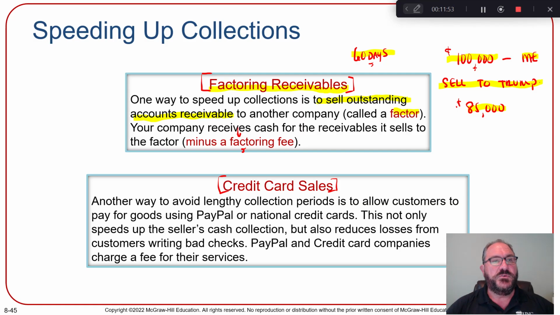Another thing you can do to speed up collection is credit card sales. So instead of actually giving credit, using credit card sales or something like PayPal or whatever, it allows you to make the sales on credit, but not using your credit, not tying up your money, okay?